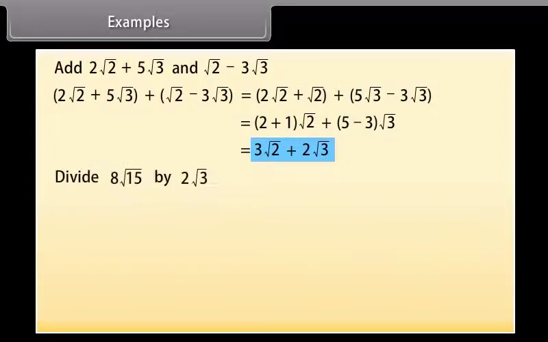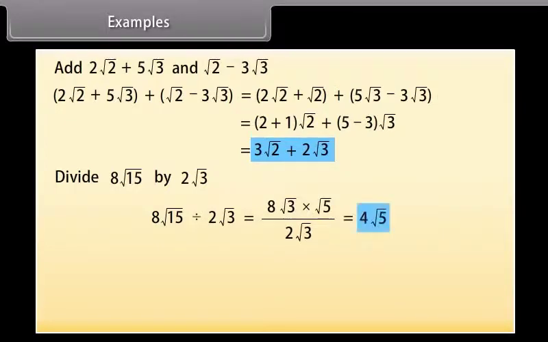Let's now divide 8 square root 15 by 2 square root 3. We will write it in this way. We can write 8 square root of 15 as the product of 8, square root of 3 and square root of 5. Hence, the answer we get is 4 square root of 5.